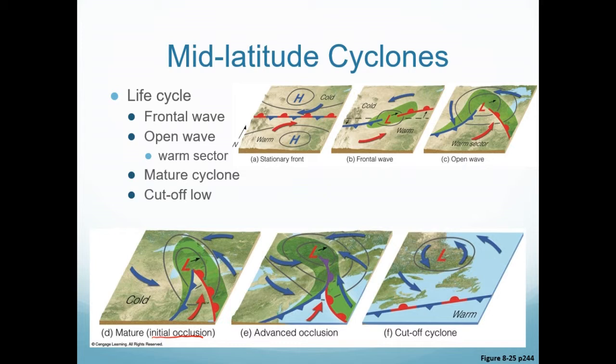Now, as the cold front continues to overtake the warm front, your occlusion is going to grow, and you're going to have what's called an advanced occlusion. And then eventually, this advanced occlusion is going to advance so far that it kind of pinches off the front from the low pressure itself, and so you get what we call a cut-off low, because the low pressure is now cut off from the front itself, and the front returns back to its normal polar front situation.